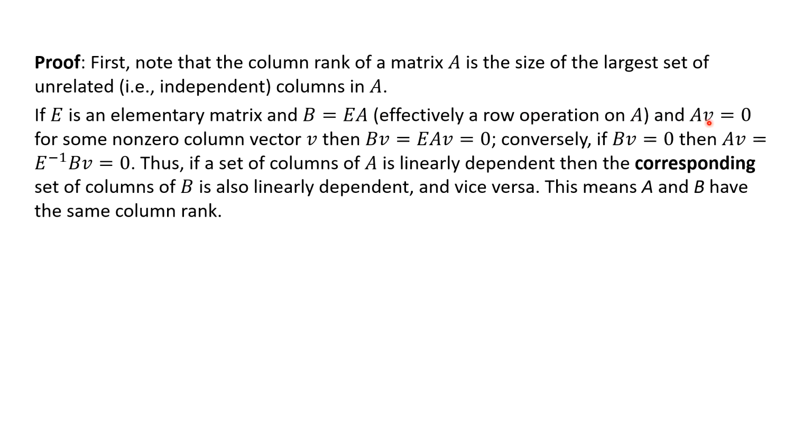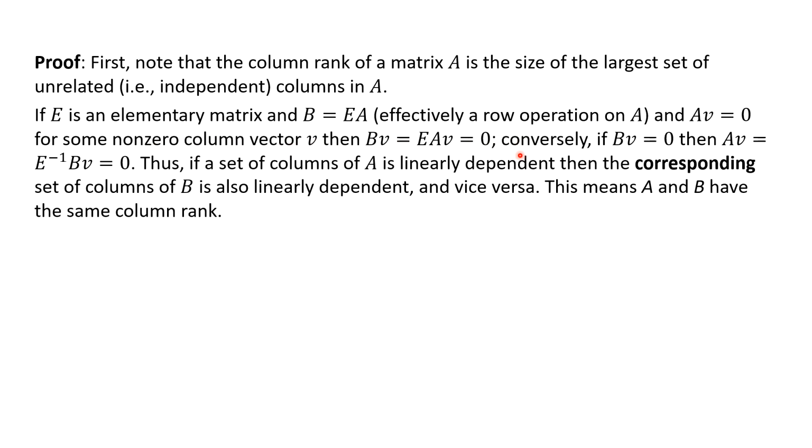Okay, so if AV equals 0 for some non-zero column vector V, then we can multiply B times V, and then substituting in EA for B, and since we know that AV equals 0, we have that BV equals 0. So in other words, if there's a dependency between the columns of A, there also is between the columns of B, because we said that V is a non-zero column vector.